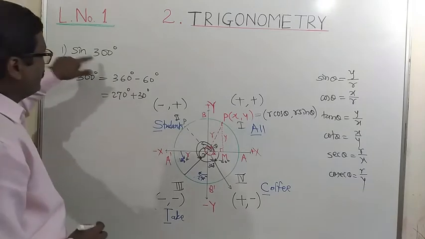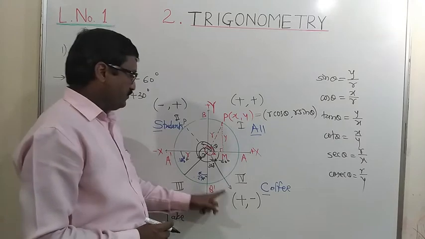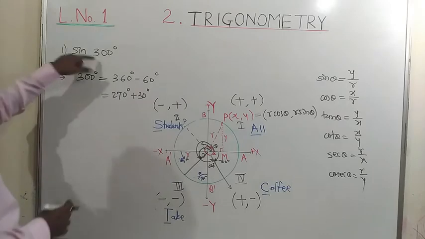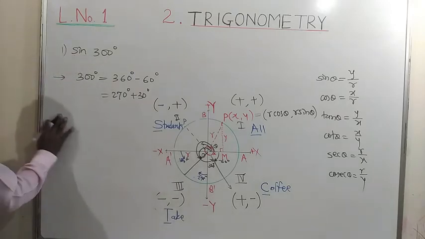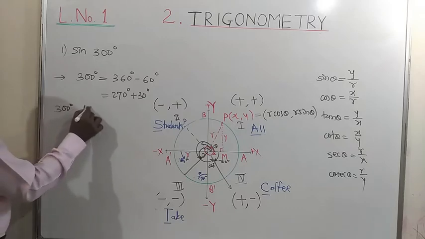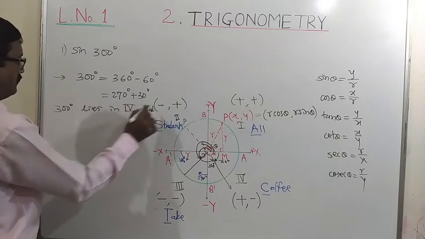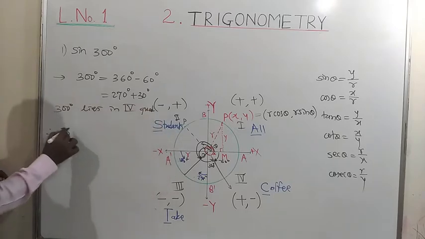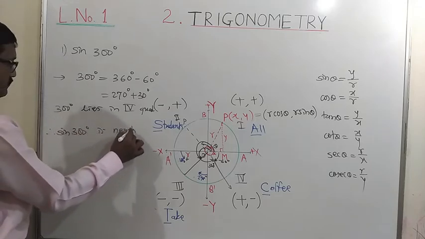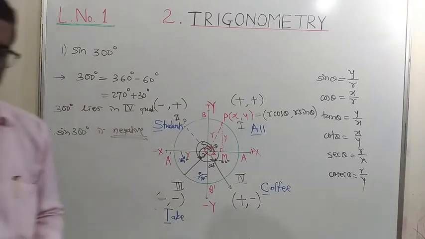So for sine 300, this 300 degree angle lies in the fourth quadrant. So in the fourth quadrant, which one is positive? Cos is positive. So sine 300 degrees, this 300 degrees lies in the fourth quadrant. Therefore, sine 300 is negative. Okay.